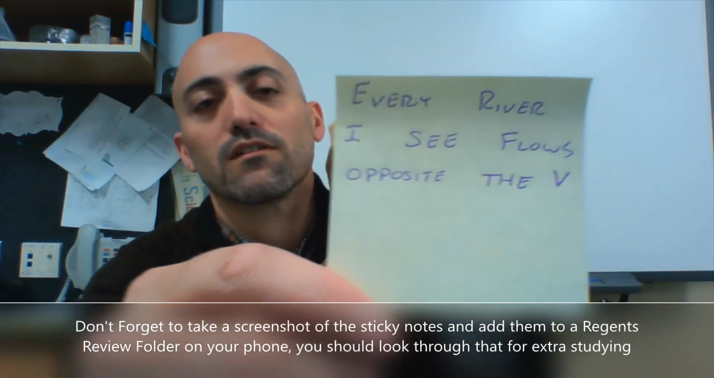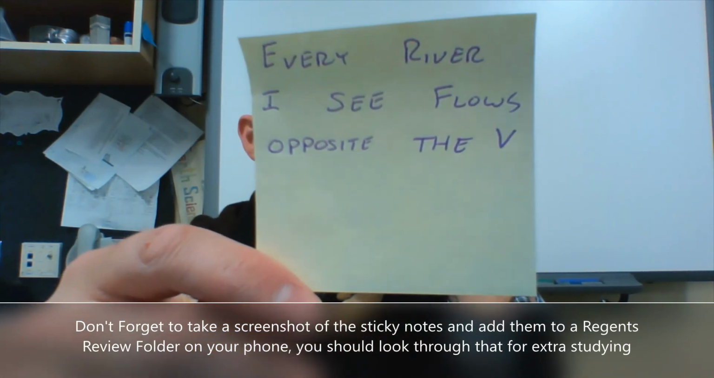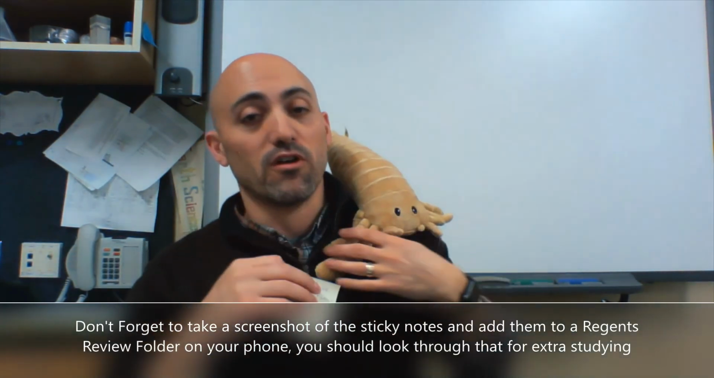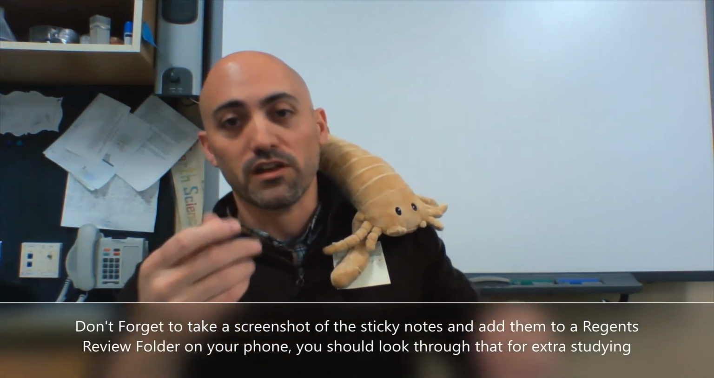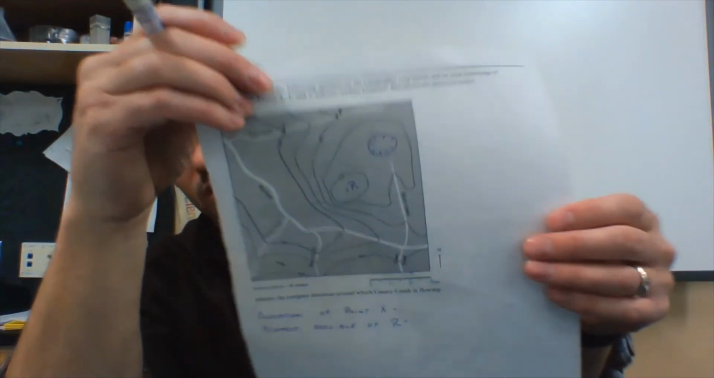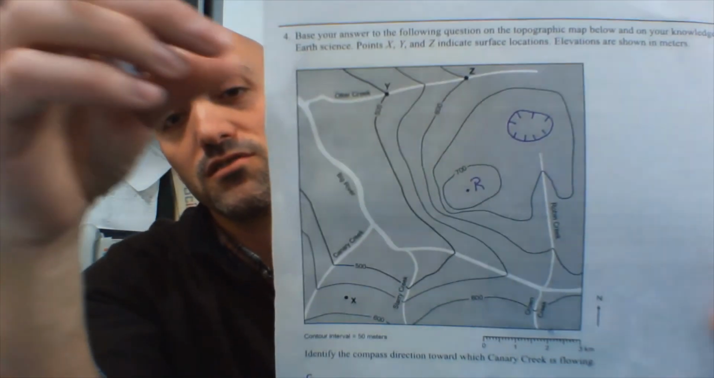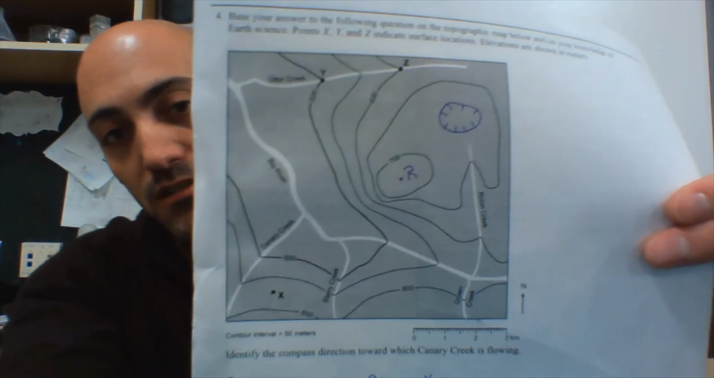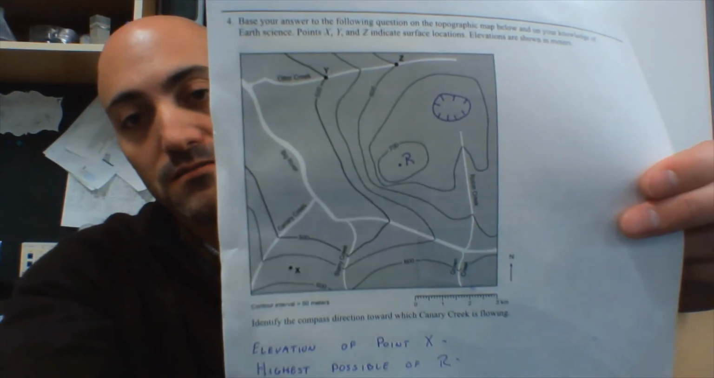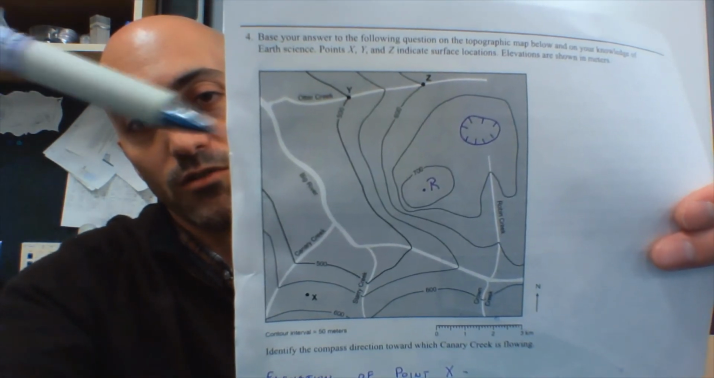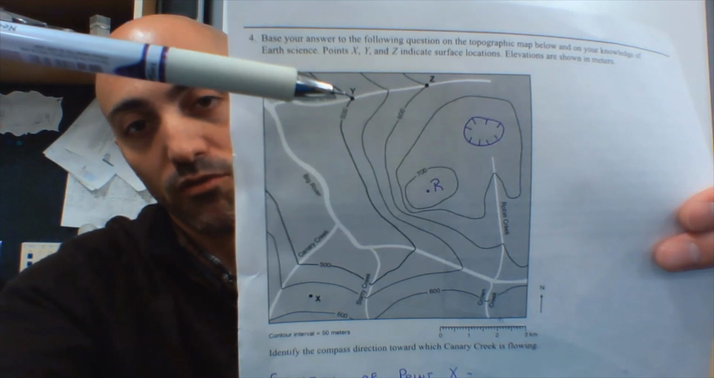So, every river I see flows opposite the V. That's the main rhyme and flow we remember from isolines, along with that other one: when isolines are close, the gradient is the most. We're going to see topo maps or some other sort of isoline map, and they're definitely going to ask pretty much the same things. So I'll point some things out like this. I'll try to do another video where hopefully it doesn't go into fast mode talk like it did before.